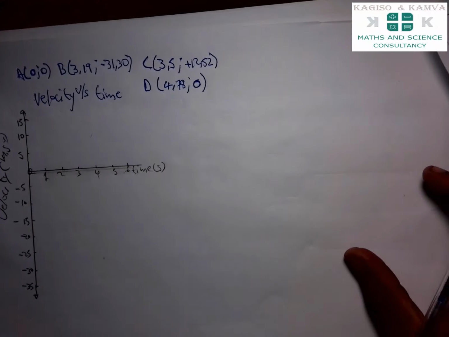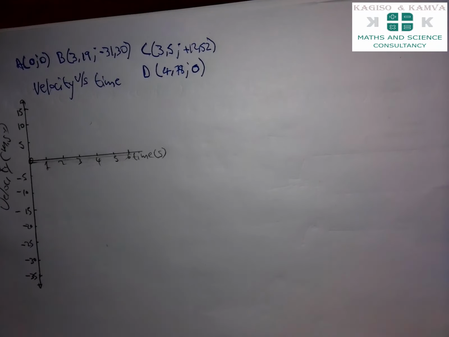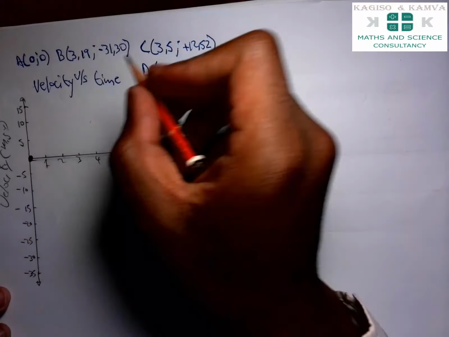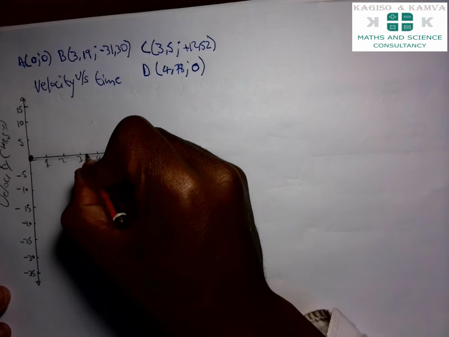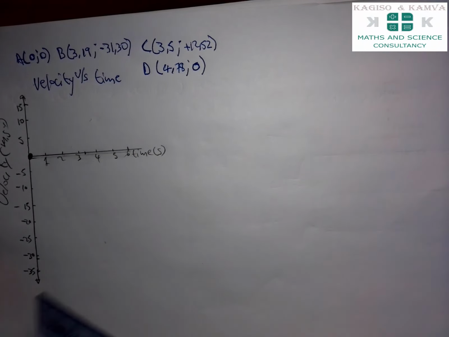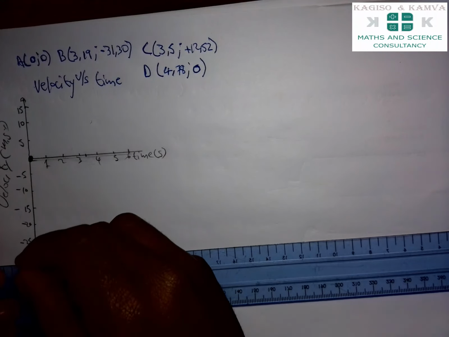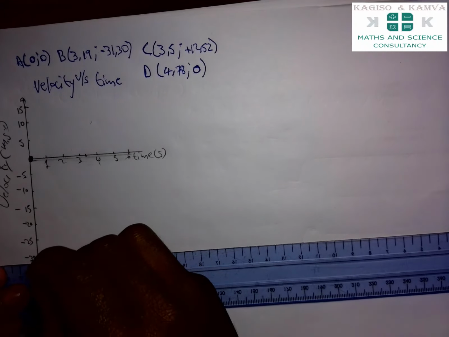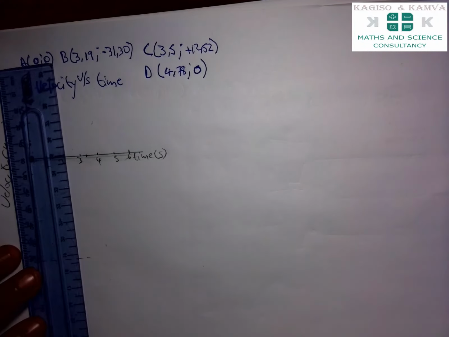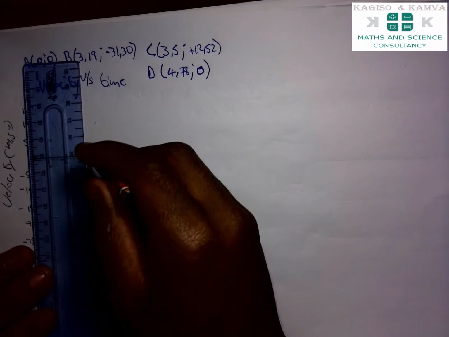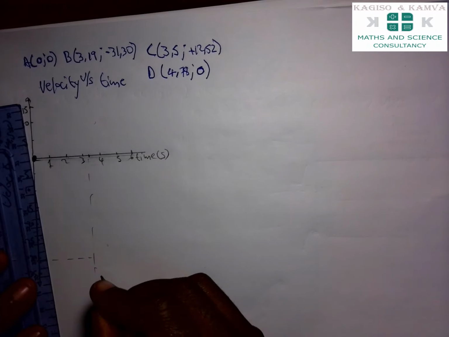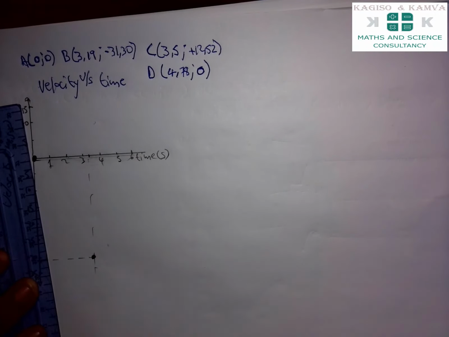Now let us start. We're going to have 0 and 0 is there, 3,19 is somewhere there, and negative 31 is somewhere there, and then we're going to have something like this. Okay, and then 3,19 is, we plot there.